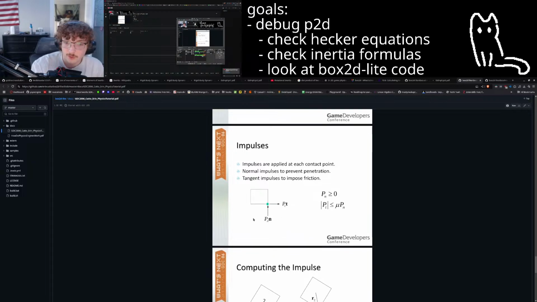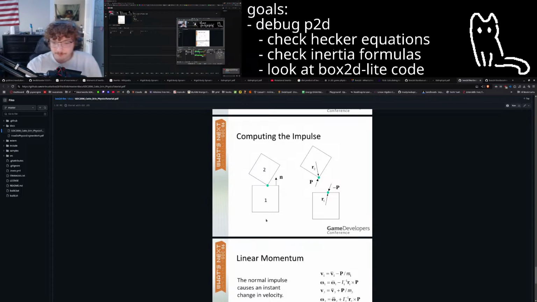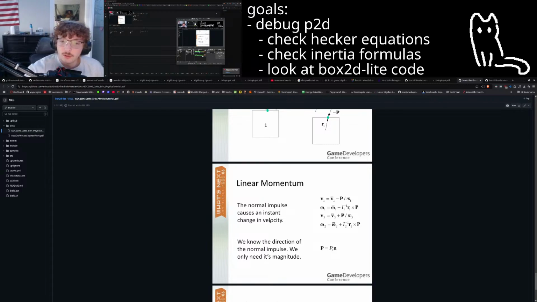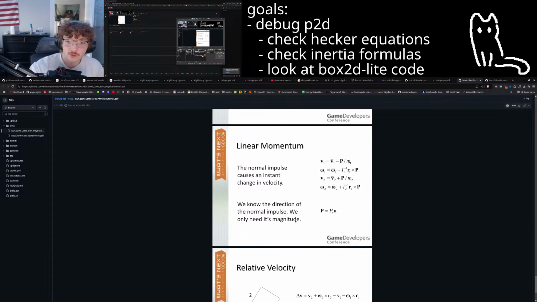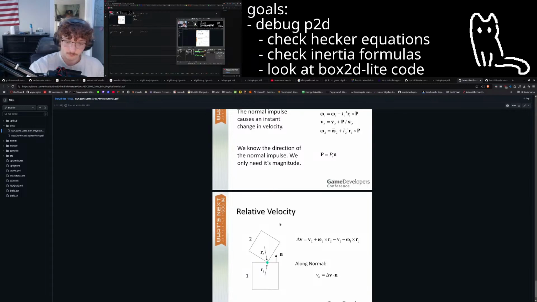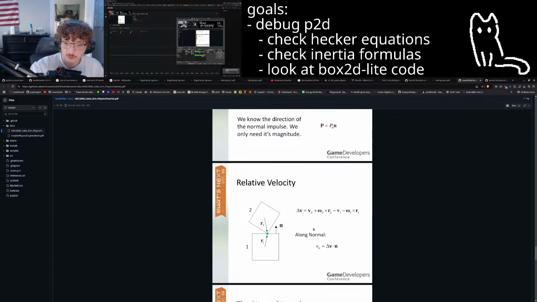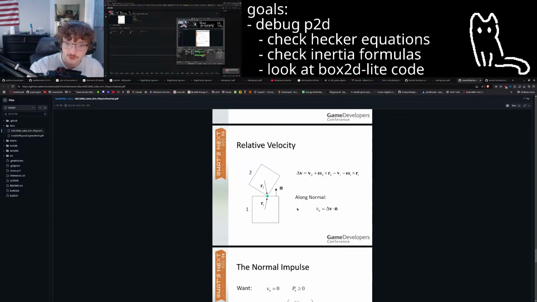Impulses are applied at each contact point. Okay, we do the same thing. Computing the impulse. Normal impulse causes an instant change of velocity. We know the direction of the normal impulse, we only need its magnitude. This is true. Relative velocity along normal. He's including the angular velocity times R2. So he's not using the perpendicular.